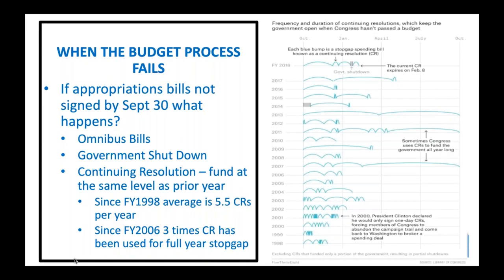Since fiscal year 98, that's happened 5.5 times. There's been 5.5 CRs every single year. So 5.5 agencies having to get the same funding as the year before because they can't come up with an appropriate budget using the process that's set up. And since FY 2006, 3 times they've used continuing resolutions to stopgap an entire year of budgeting. So if you think about that, that's pretty incredible to say that we haven't budgeted for an entire year 3 times since 2006.